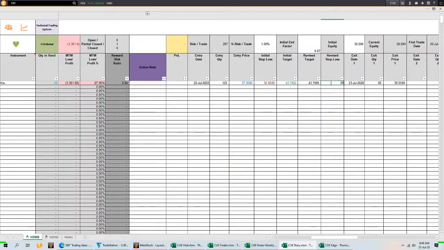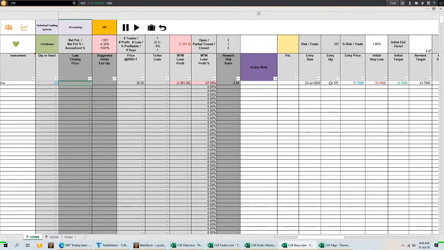And when you enter your revised target and revised stop loss, and the revised target or revised stop loss is hit, you will see color changes here, alerting you that you need to do something. You can see some color has changed here already, showing that partial profit is booked. Now you can see the P&L is all wrong. That is because currently the streaming mode is off.